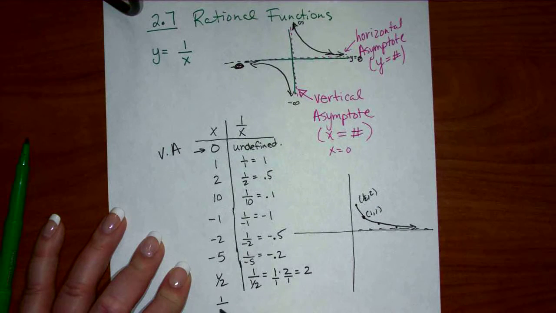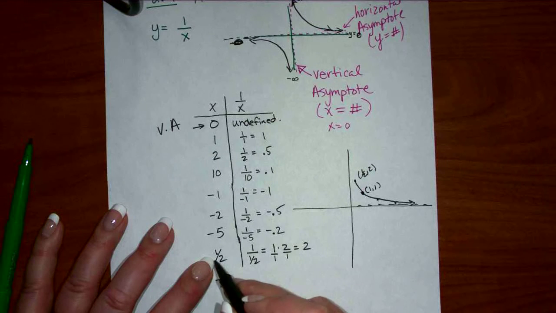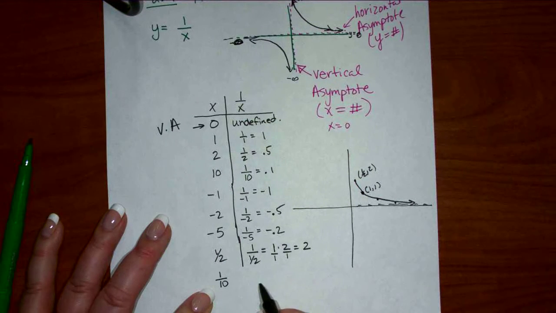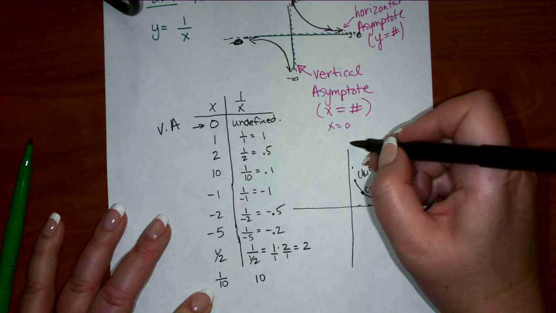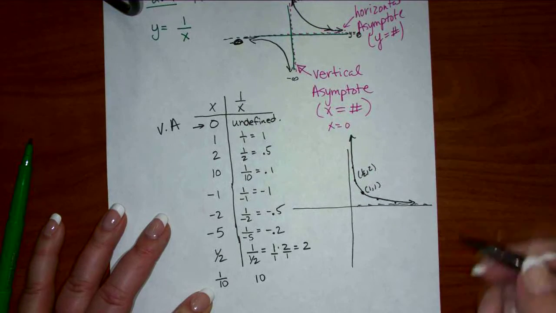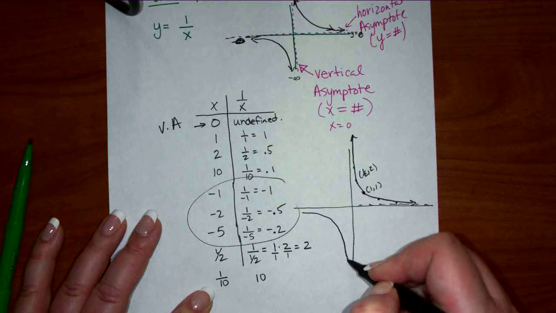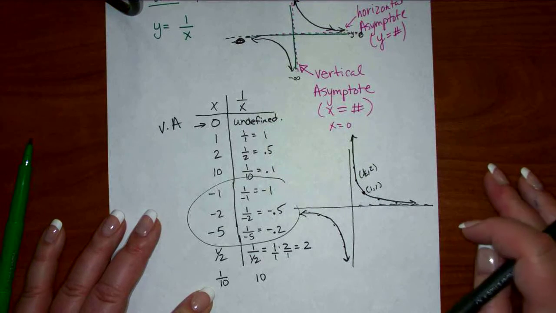What happens if I did 1 over 10? What do you think I'll get? Look at this. I plugged in 1/2 and I got 2. If I plug in 1 over 10, what am I going to get? 10. So it goes higher. 1 over 100, it's going to be 100. It goes up, up, up, like that. The negative numbers are going to do the same thing, but on this other side, if we plot all those points. So that's what it looks like.